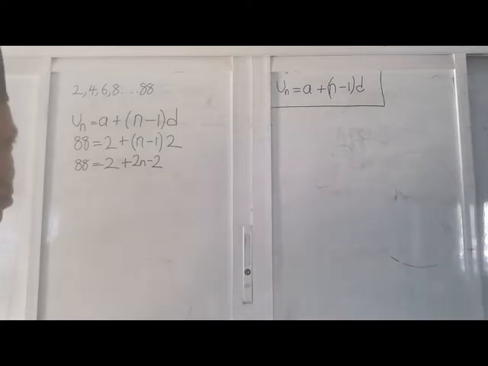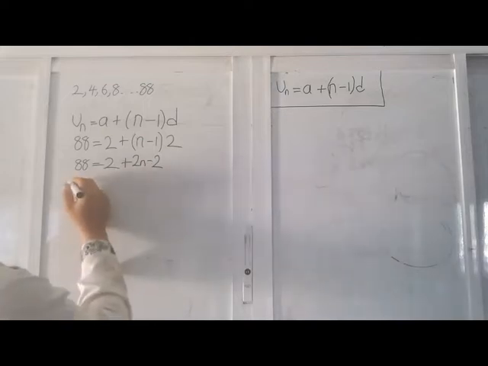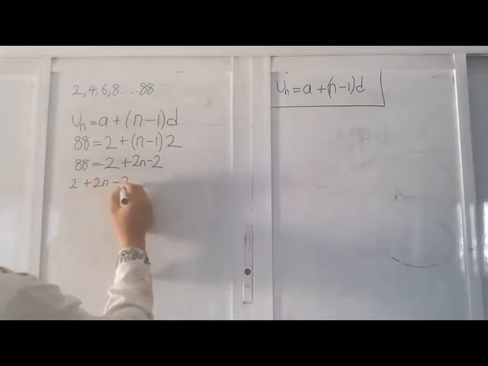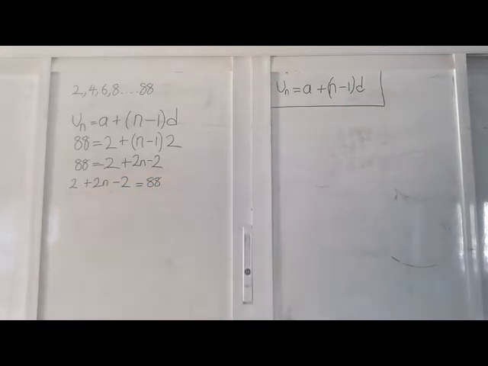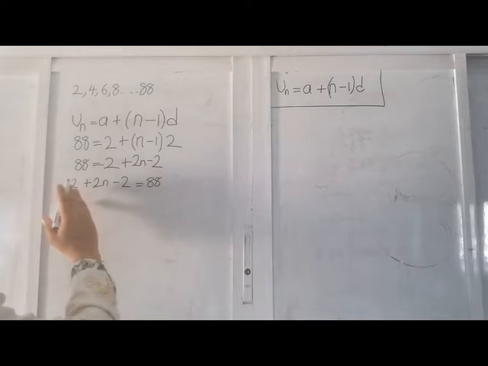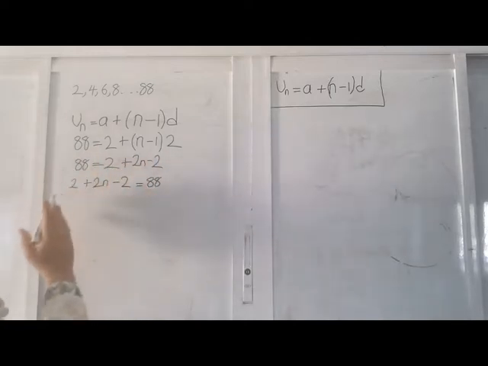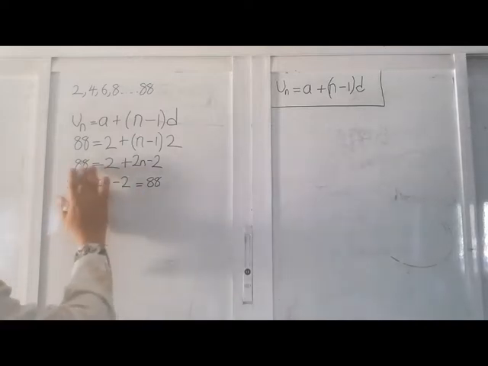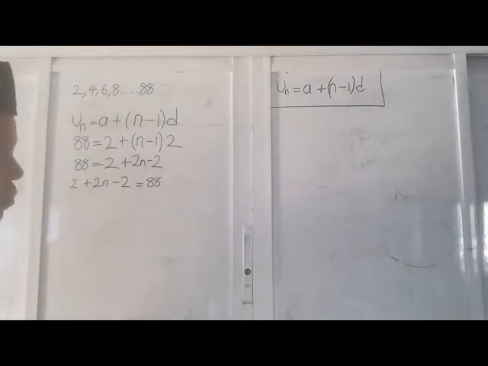To do that first, I'm going to rotate the entire equation. By doing that, I'll now have 2 plus 2n minus 2 equals 88. So all I've just done is to turn it around. The one at the left hand side comes to the right, the one at the right comes to the left. No minus or plus will be changed because I didn't move anyone across the equality sign, I only rotated the equation. So at this point, we can now collect like terms.